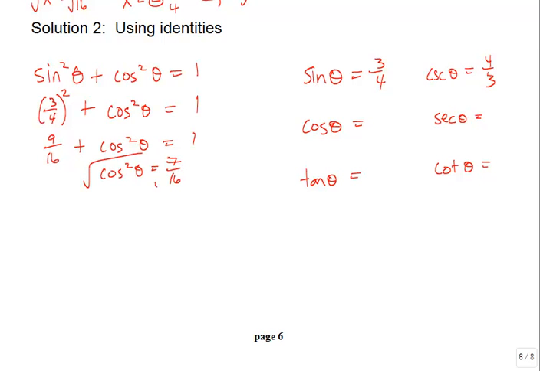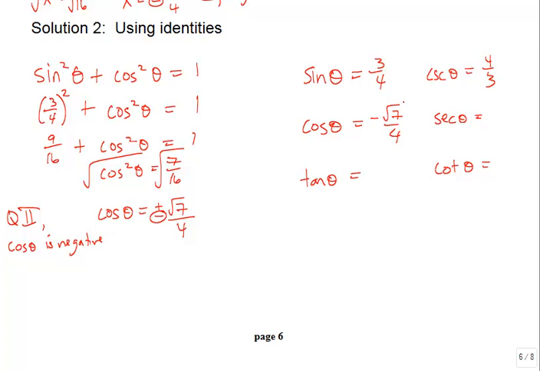And if I take the square root of both sides, that's going to give me cosine of theta, and it could either be plus or minus square root of 7 over 4. Since we are in quadrant 2, cosine of theta is negative in quadrant 2. So I want the minus case only. So minus root 7 over 4. Therefore, the reciprocal secant would be minus 4 over root 7.